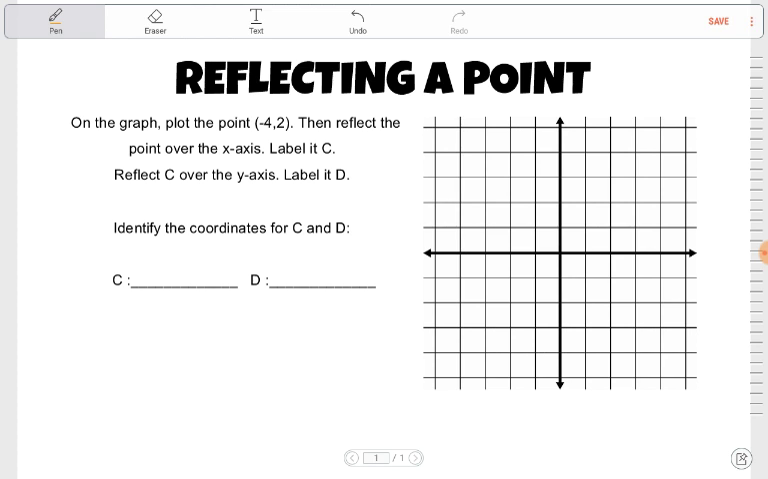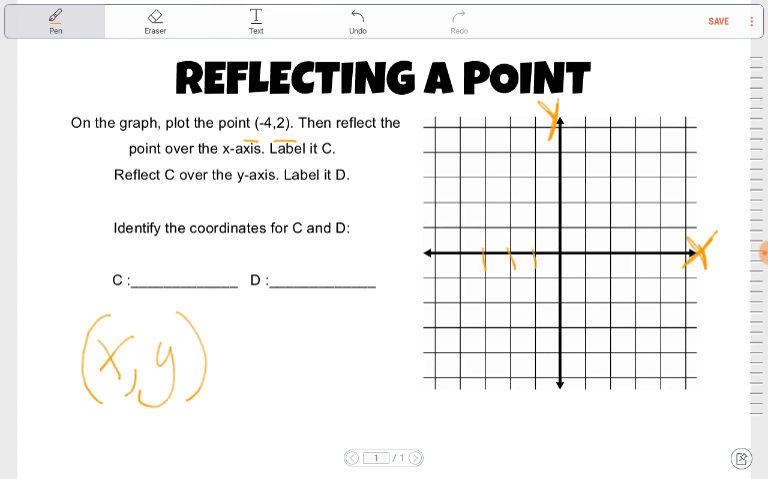Now before I actually do any of that, I want to jot down some things I know. So first of all, I know my x-axis is this horizontal, my y-axis is the vertical axis, and I'm always plotting points x, then y. That's alphabetical. So our first point, -4, 2, -4 is on our x-axis, so I'm going to go backwards 4.